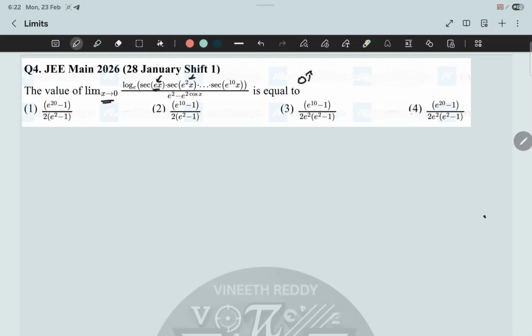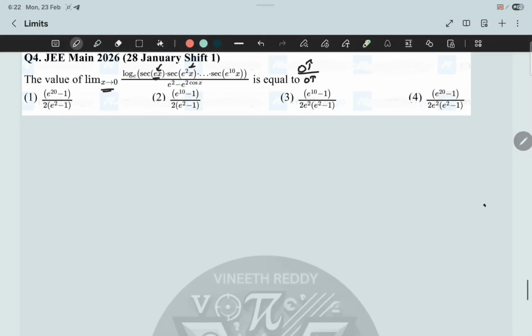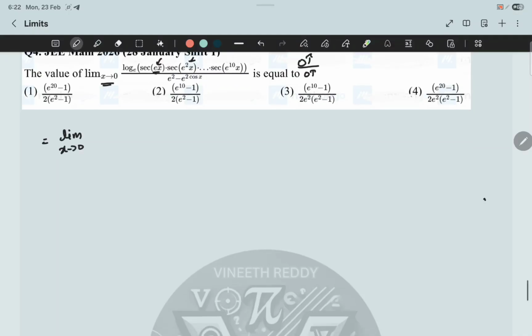And log 1 will approach 0, so the numerator is approaching 0. For the denominator, cos x, as x is approaching 0, will approach 1, I'm sorry. So we get e square minus e square, so the denominator is also approaching 0. So one thing we can think of is using standard limits or L'Hopital. Let me just write down first, and we will see which form will be useful here.